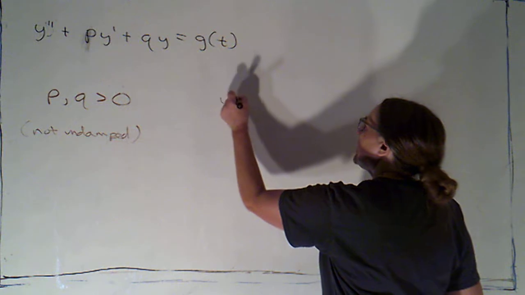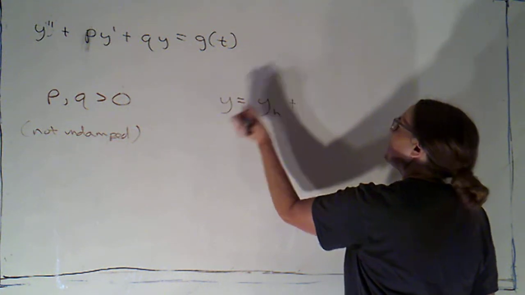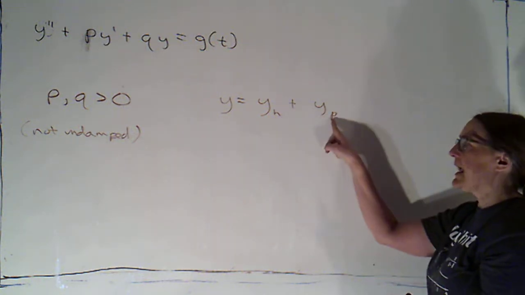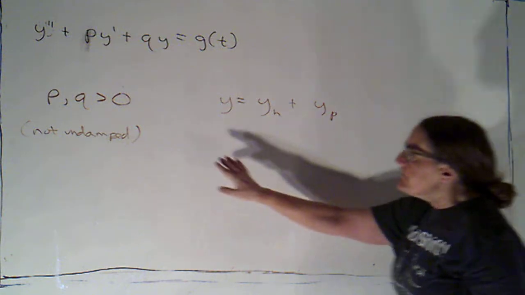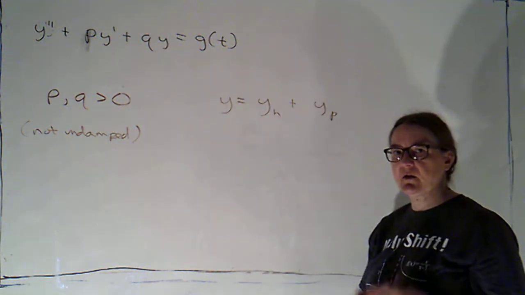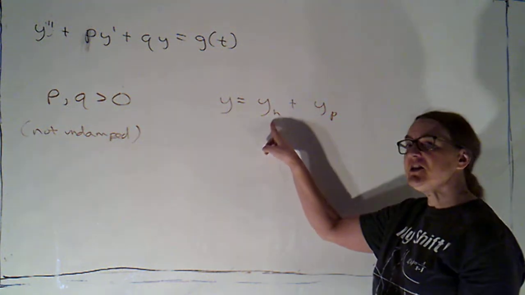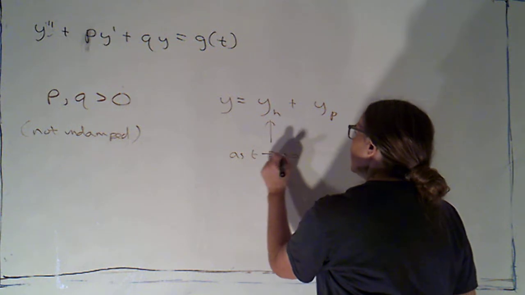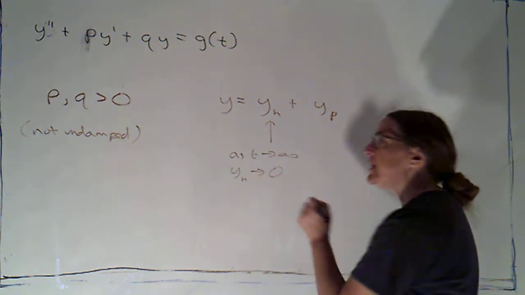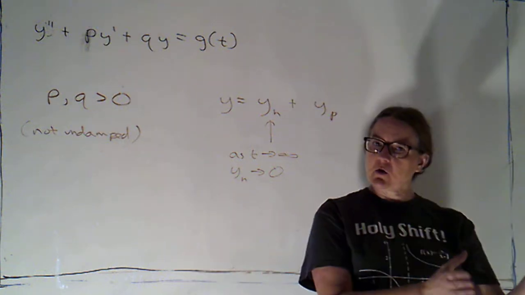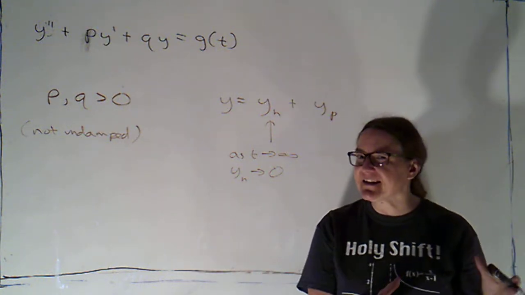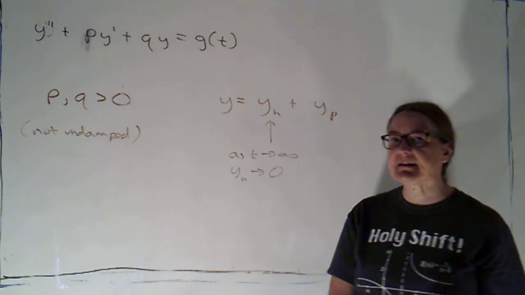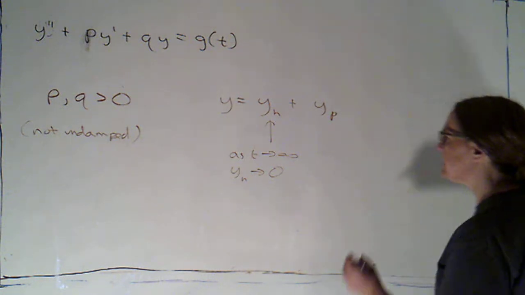Now, I know that my general solution is just the sum of y sub h plus y sub p, a solution to the associated homogeneous equation and my particular solution. But if P and Q are both positive, so that I have a damped harmonic oscillator, I know that as t goes to infinity, these solutions are going to go to zero. Remember, when we looked at the corresponding system, we saw that we always had a sink. Sometimes a spiral sink, sometimes just a plain old regular sink, but it was always a sink. So these solutions are going to be going to zero.